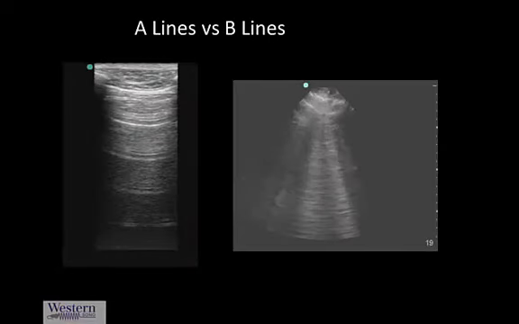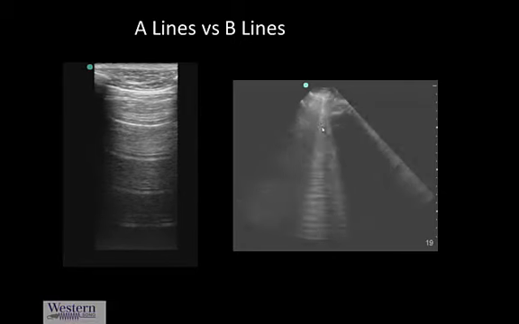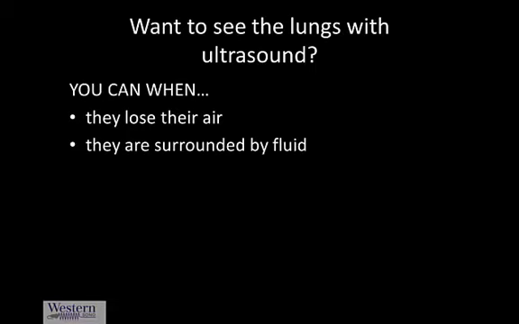So again, here's a contrast side by side, nice horizontal, normal aeration pattern here with lung sliding, and here we have the vertical ray-like structures moving with the pleural line going to the bottom of the ultrasound screen with B-lines. So finally we move to some lung signatures where you actually get to see the lungs, and the good news is there's some anatomic signatures with the lungs that aren't just artifact based.